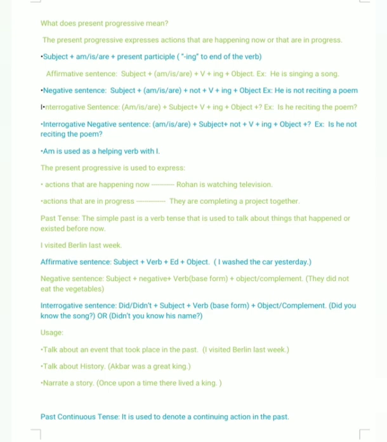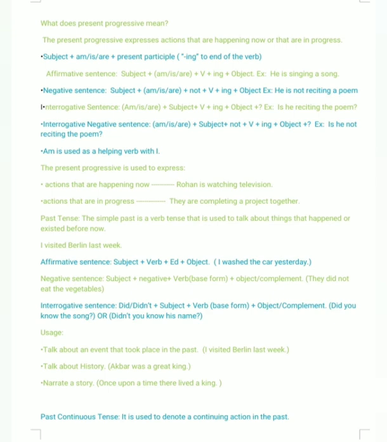Like, I washed the car yesterday. Now for framing a negative sentence in simple past, first we have to add the subject, then the negative, then the verb's base form plus object or complement, like they did not. There we have to use did. Do's past tense is did, that is why: they did not eat the vegetables.